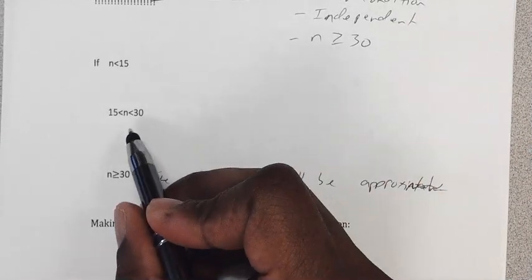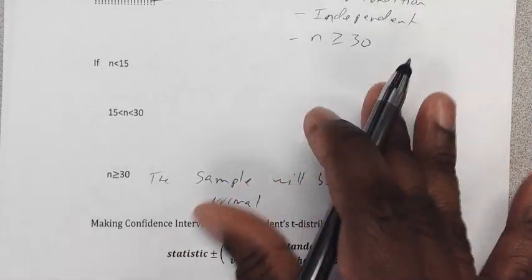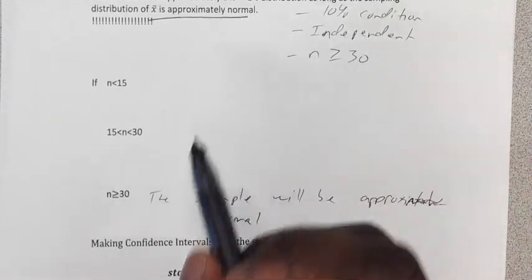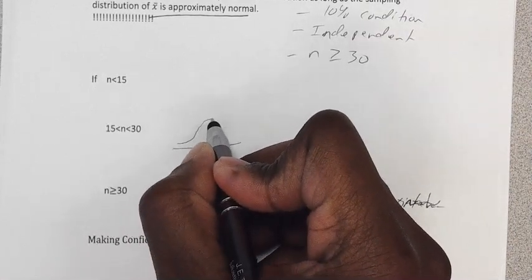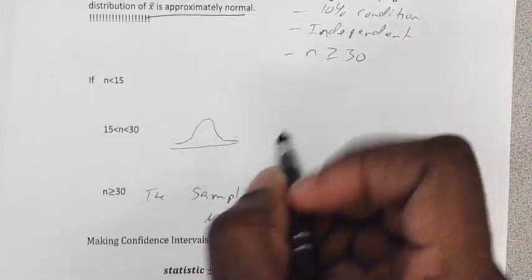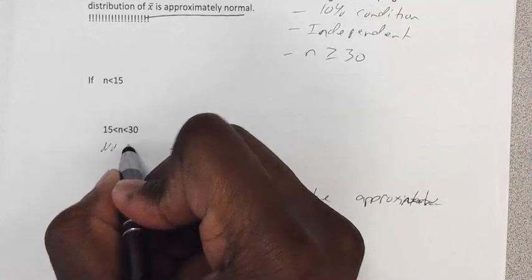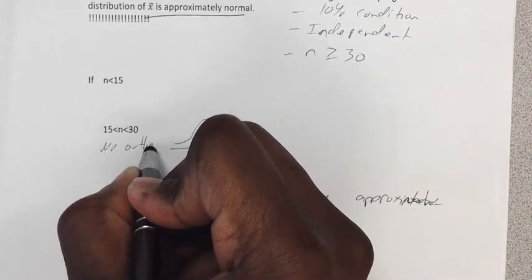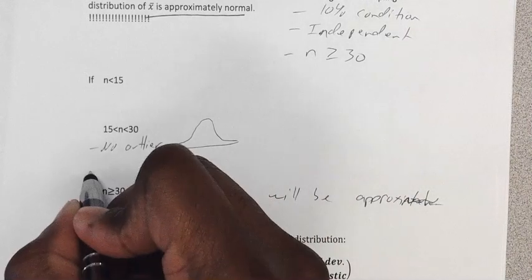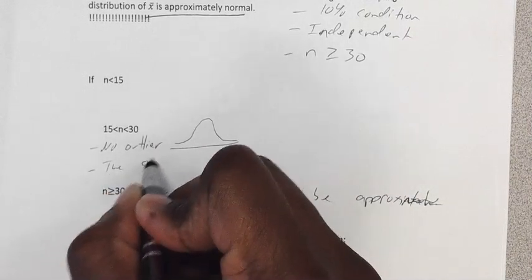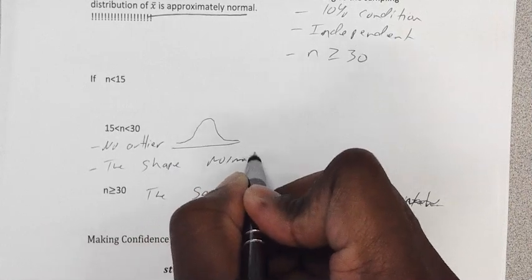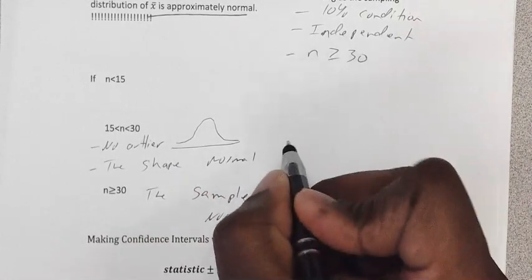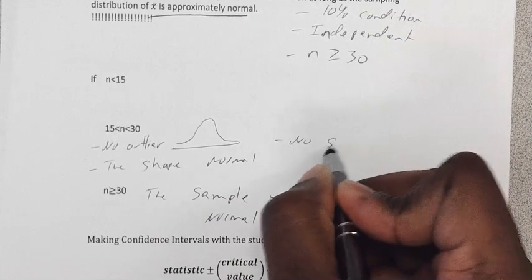Now, when n is between 15 and 30, we can still use it if we graph it and see that the shape still looks pretty close to normal and we have no outliers. We can still use it if there are no outliers, and if the problem mentions that the shape is normal or approximately normal, and that there is no skewness.